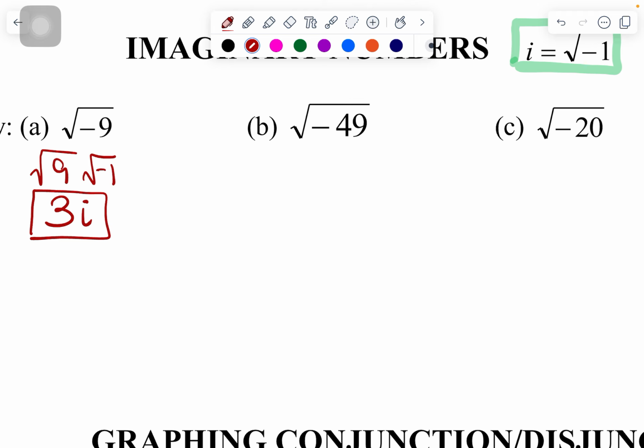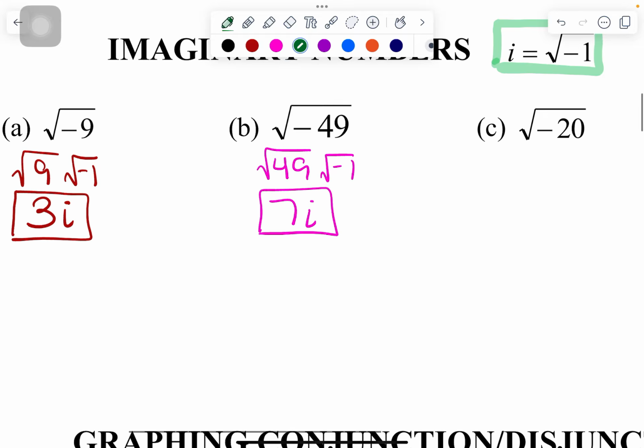It's a square root with a negative. So for part B, I'm going to do the exact same thing. I'm going to break out the negative, so square root of 49 and then square root of -1. Square root of 49 is just 7. It's a perfect square. And the square root of -1 is i. So 7i. So far, so okay.